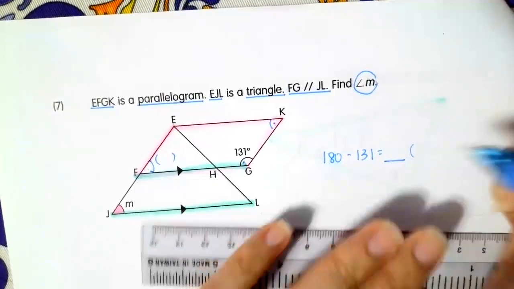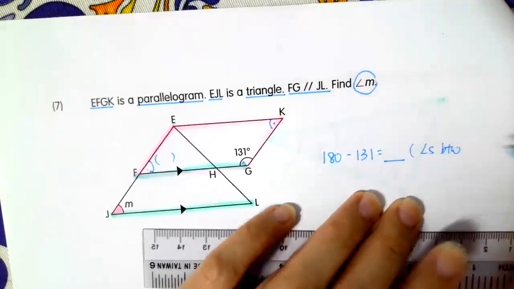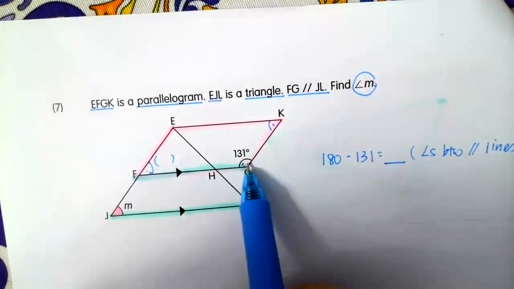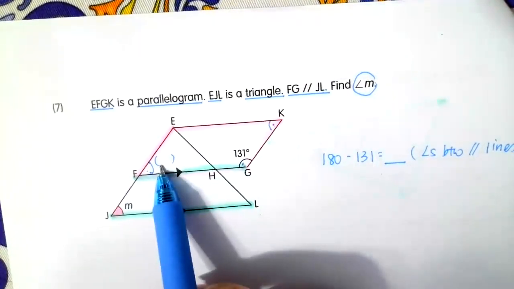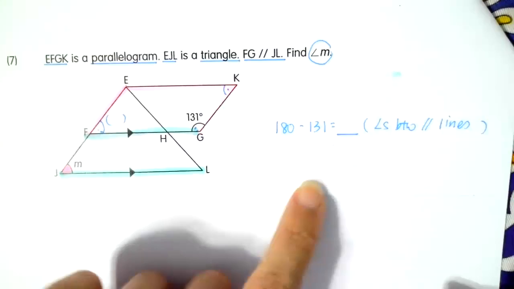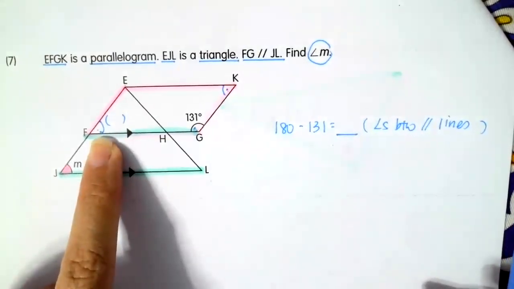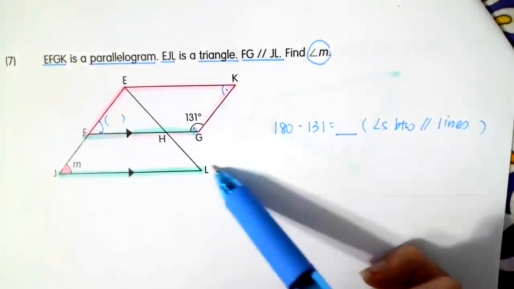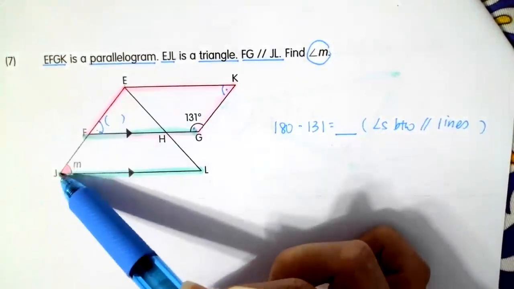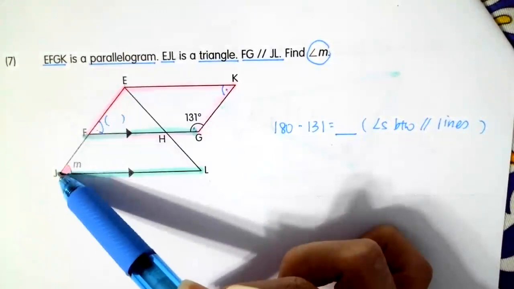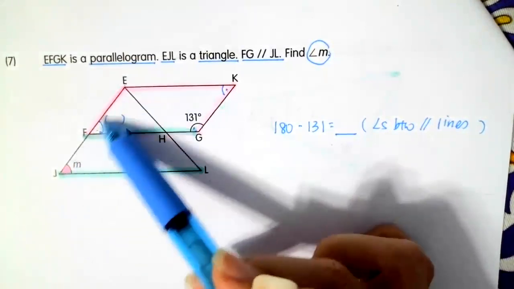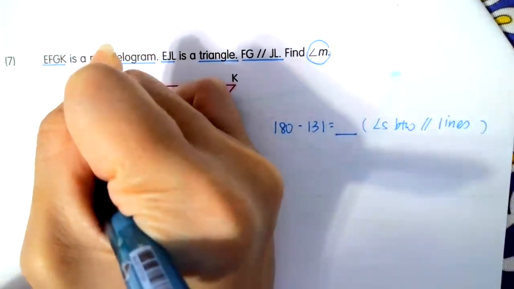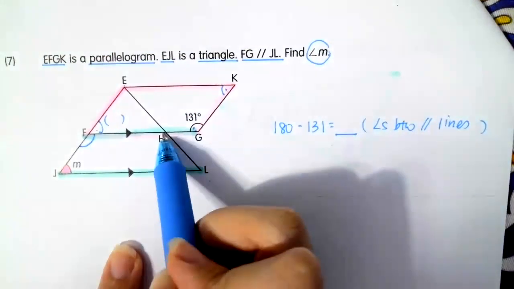And the rule here is angles between parallel lines. I say again, 180 minus 131 will give me this angle here because angles between parallel lines. Okay, after you found this, now because this is a triangle, we know for sure that this must be a straight line. EJ is a straight line. So I'll be able to use the angles on a straight line rule to get angle HFJ.